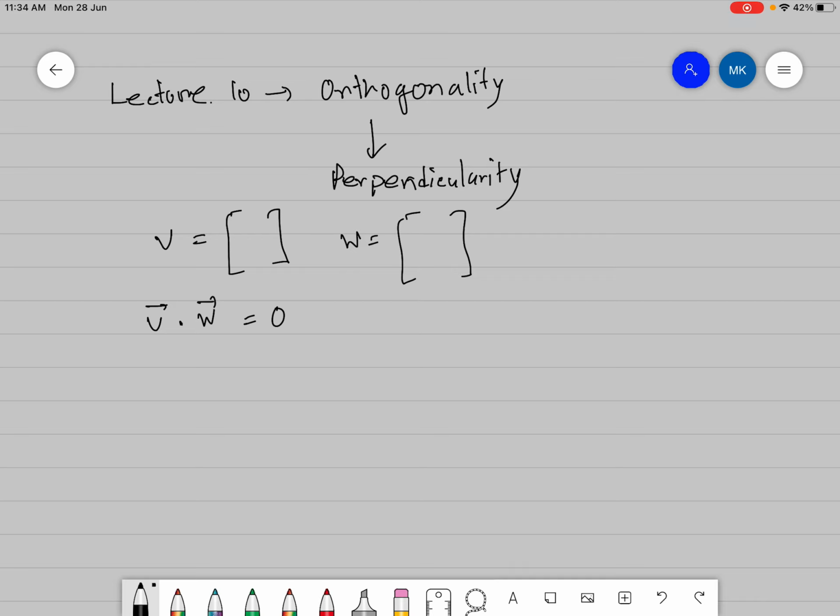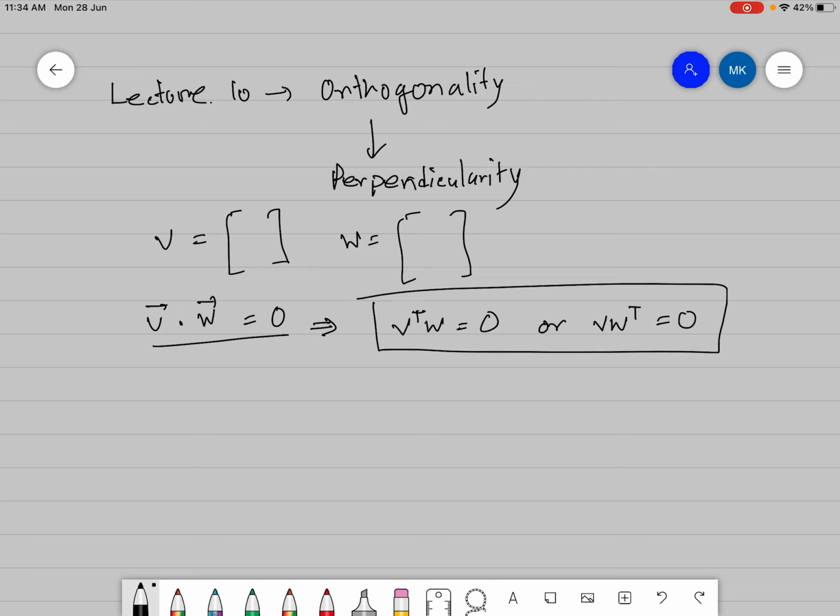It can also be written as v transpose w equals 0, or v w transpose equals 0. In the case of the dot product, the order doesn't matter, so that's why we can write it like this. So how do we check if v transpose w equals 0? There is a small proof.